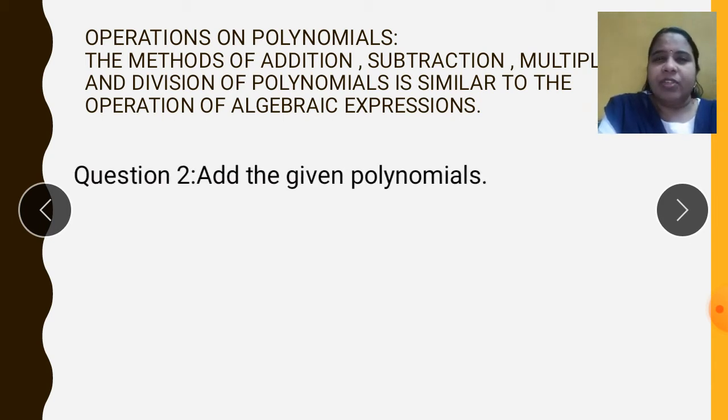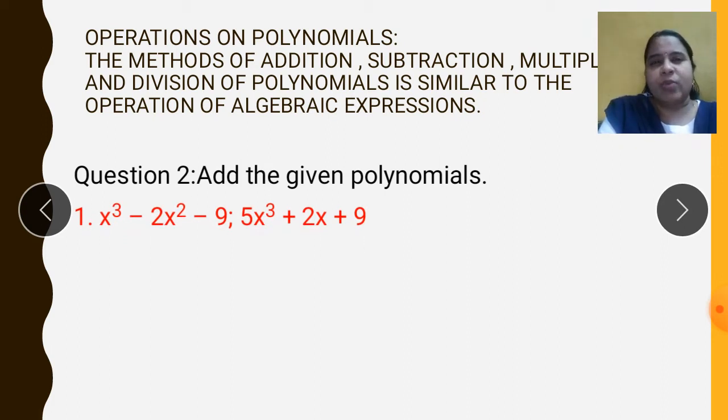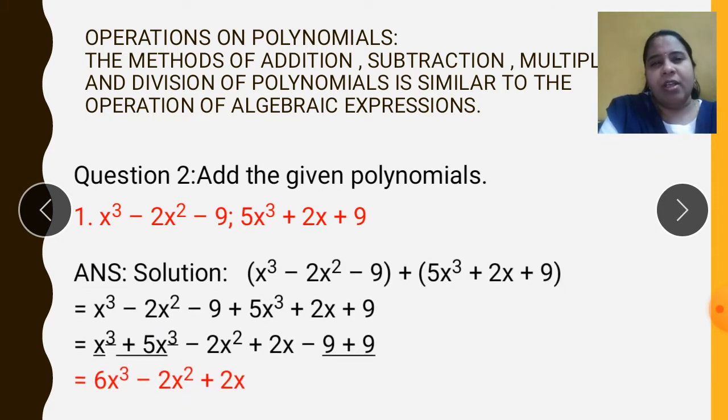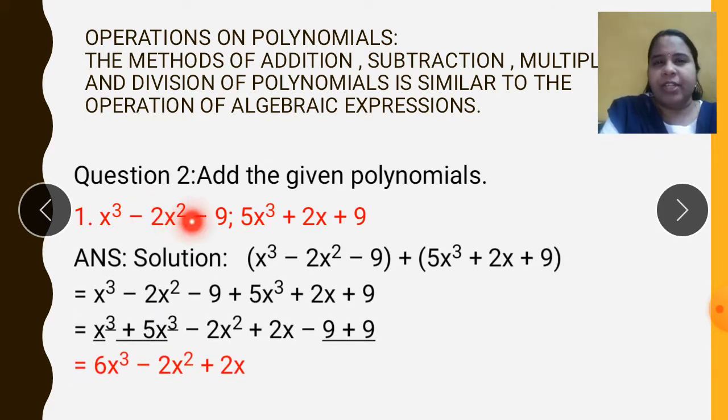Let's see 3.2 question number 2. Add the given polynomials. Now the question is x cube minus 2x square minus 9. Now this is to be added to 5x cube plus 2x plus 9. So when we are adding, what should be our first step? Our first step should be to write these two polynomials in bracket, remove this sign and put a plus sign in between. We are adding these two polynomials, correct?